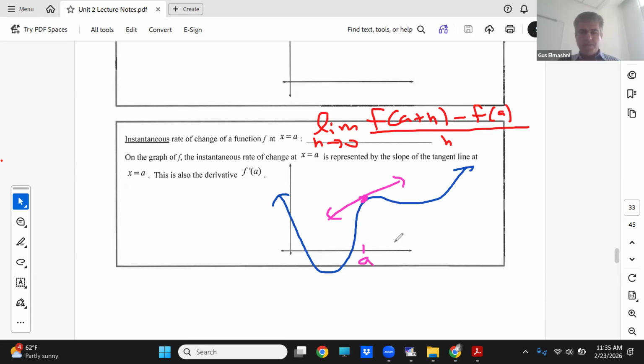Now, can this line touch the curve elsewhere? Sure. They can touch over here or over there. But for a moment, it's just grazing the graph, right? In this vicinity, it's just grazing the graph.